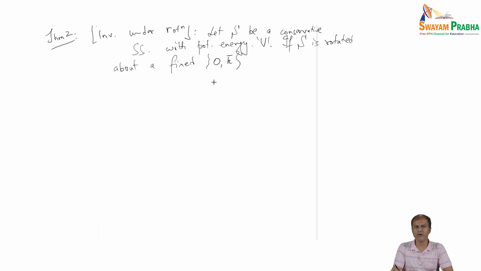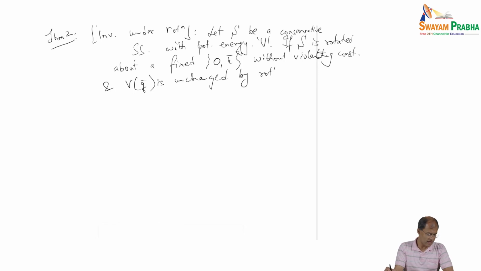We have to also fix the point, the origin point, again without violating constraints. Without violating constraints, we see that V of Q, the potential, is unchanged by rotation, right? We see that the angular momentum of S about this (O, K) axis is conserved, right?